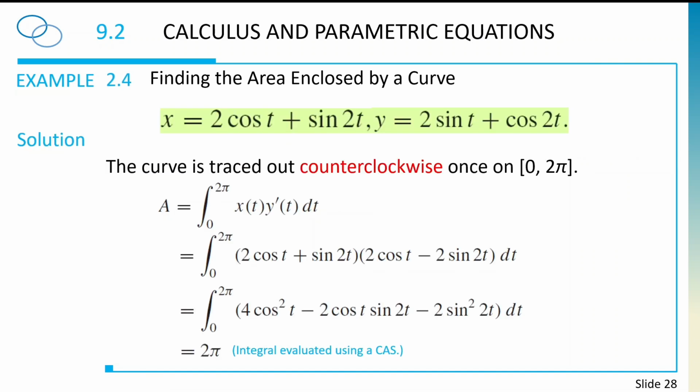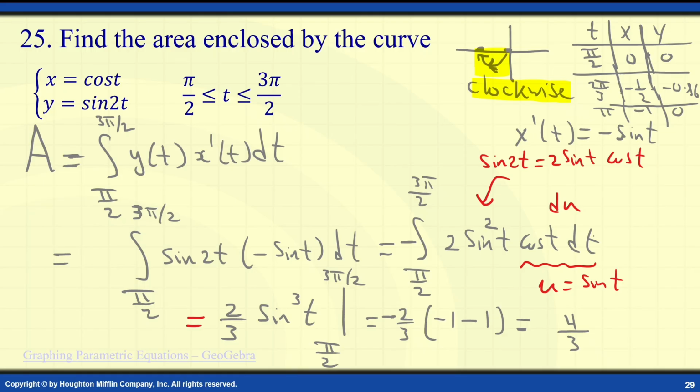Let's see one more question. This is the solution for the same one. This is another question that I already added the solution for you. If I have x equals cosine t, y equals sine 2t, we need to find the area from t equals pi over 2 to 3 pi over 2. And I've used the rule of y x prime. By the way, if I need to check the orientation, you can easily see that this is clockwise. So for this rule, I'm expecting a positive result.